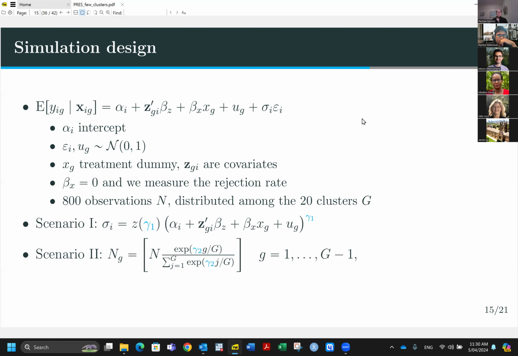Scenario number 2 is more complicated. It induces the size of the clusters to change, and the higher this parameter, the more unbalanced they become. In an extreme case, you have one cluster with most of the observations, and then a bunch of small ones. And let's look at the results.